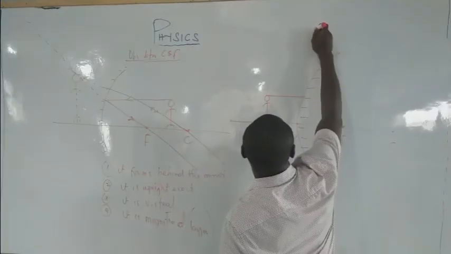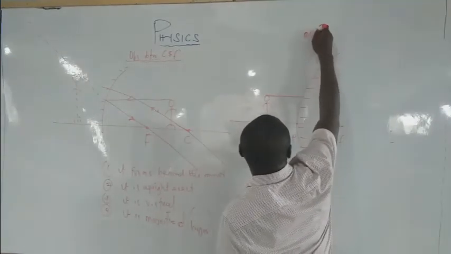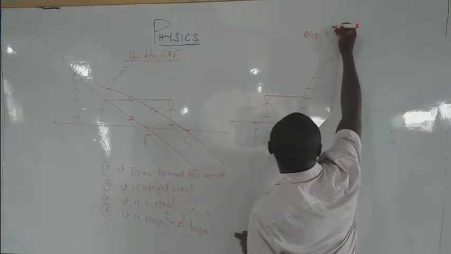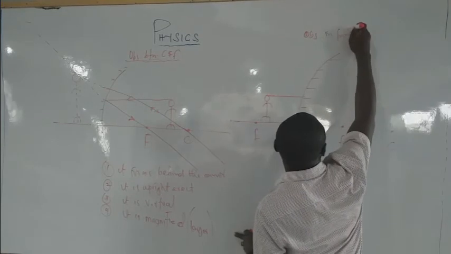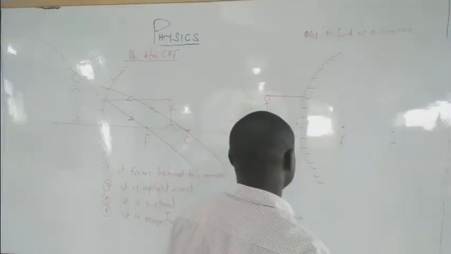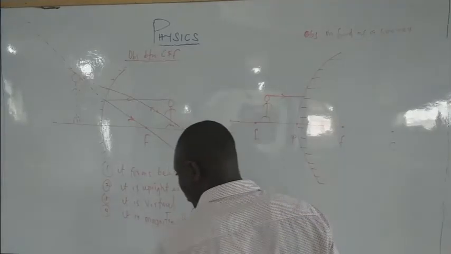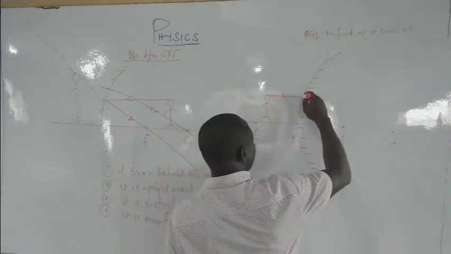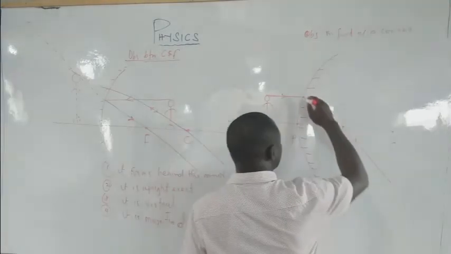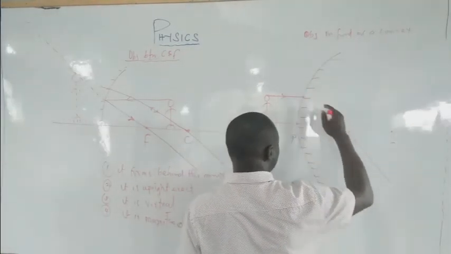The next one we need to treat is what? Object in front of a convex mirror. Convex. Now, when the ray of light is parallel to the principal axis, the rule says it passes through the focus. Let me draw this dotted line.